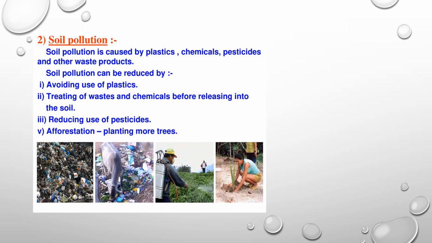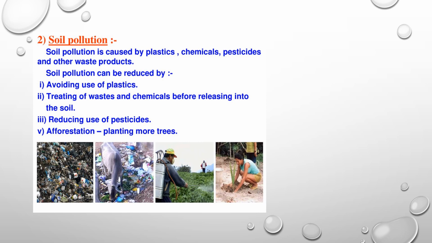Whereas chemical fertilizers and pesticides are used in the field and seep into the soil. So first, solid waste. Solid waste is non-biodegradable items like rubber tires, plastic bags and metal cans that block the soil. Chemical fertilizers and pesticides used in the field seep into the soil.